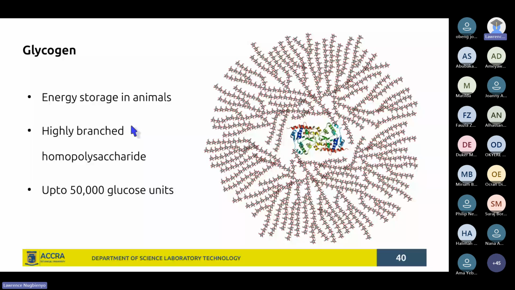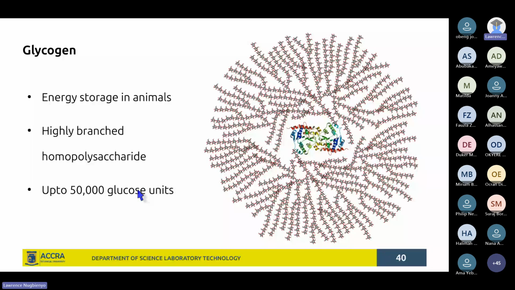And so you can see why it is heavily branched and has a lot of glucose units in there, 50,000 glucose units. That's a lot that can carry us through a period of fasting, like in the nights when we are sleeping, and glycogen can be broken down into the bloodstream as glucose, which will then generate energy to feed us.